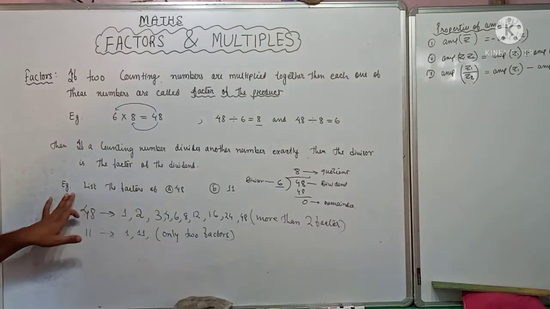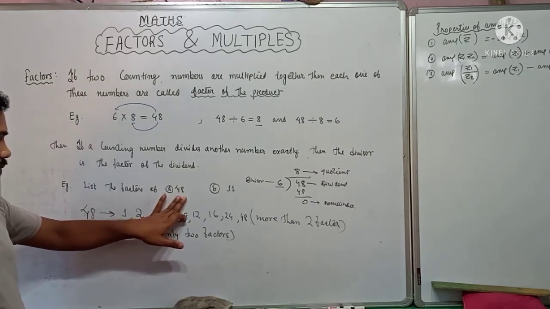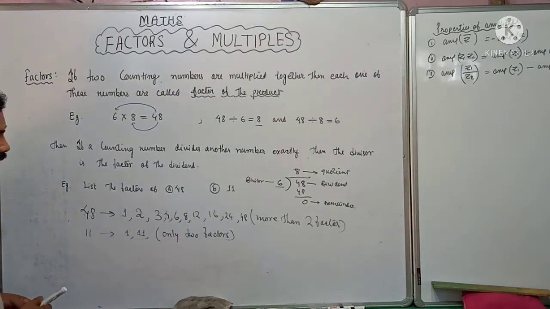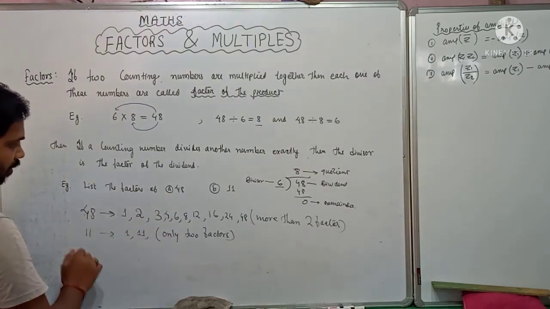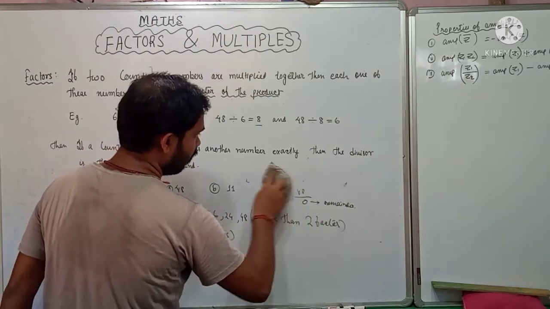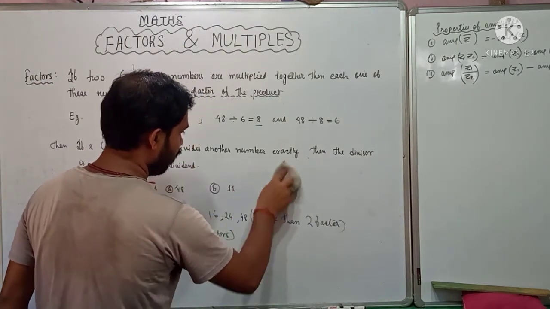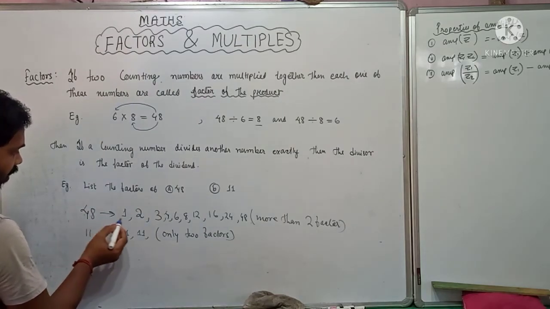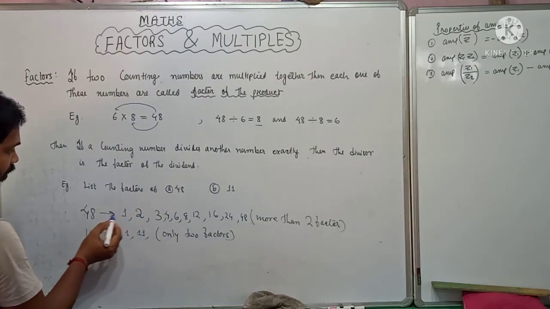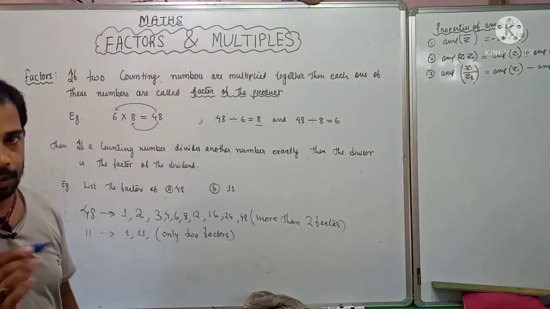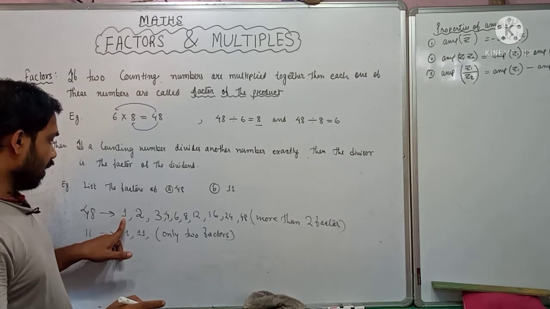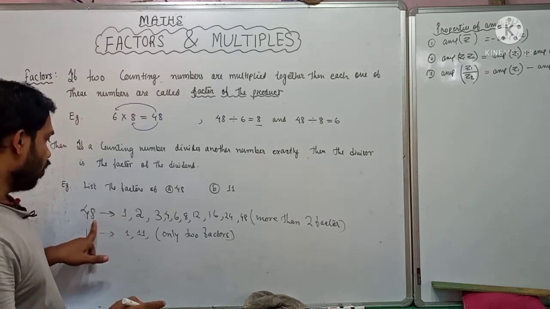Let's move forward. The example given here: list the factors of 48. So how will we find the factors of 48? You see, finding the factors of 48. So let's go. Okay, we have to find the factors of 48. Now 1. Why have I written 1? Because 1 is a factor of each and every number, because in the table of 1 all numbers are present.